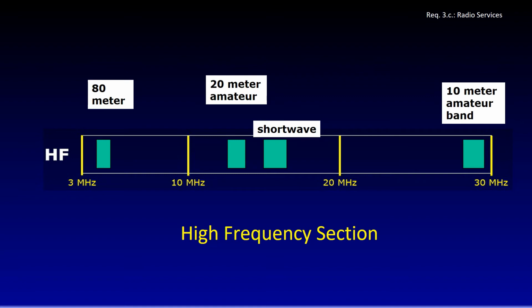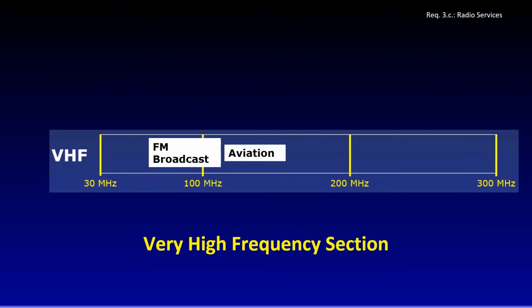This is an example of the high frequency section. In it, I've put the 80 meter band, the 20 meter band, shortwave, and the 10 meter amateur band. These are approximate locations of where you will find the operating frequencies. This is the very high frequency section. This includes the FM broadcast band and the aviation band. There are others, but this is an example for you to use.